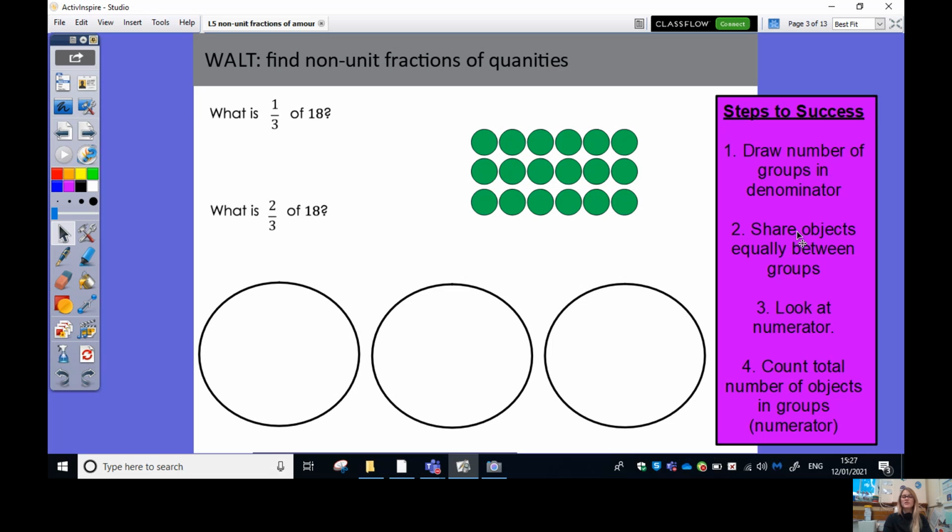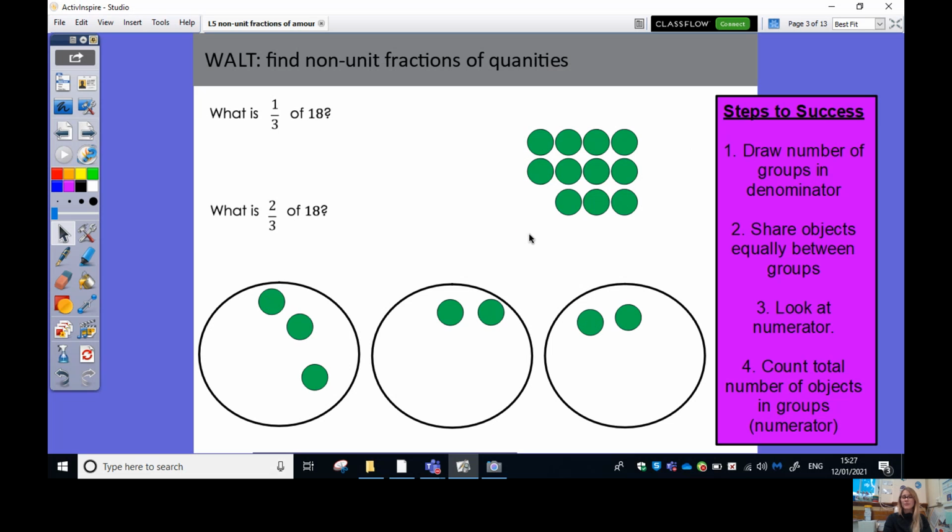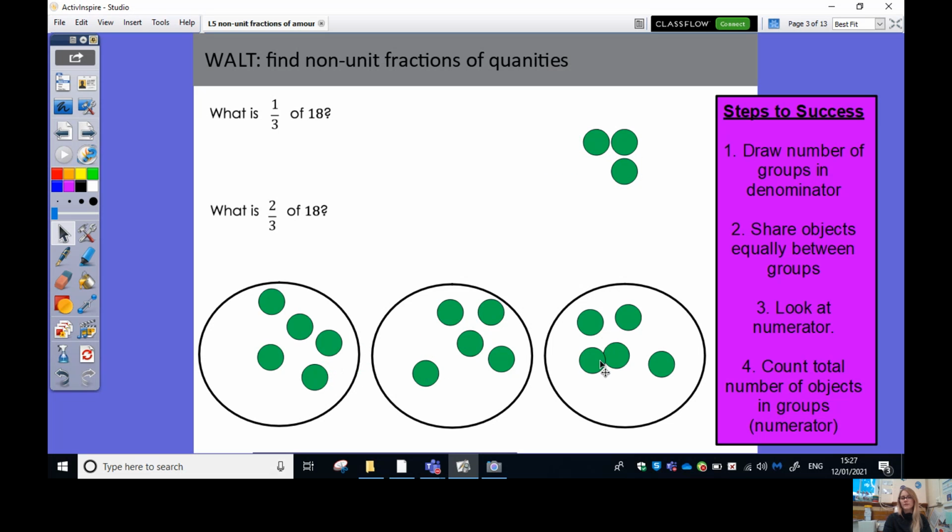Now I'm going to share the objects equally between these groups. Now it's really important that I share them equally, so I'm going to do one at a time so I don't get confused. Because if it's not equal, then that's not going to give me the correct answer. Remember, fractions need to be equal parts. Okay, so I'm going to make sure they're all shared. Fabulous.